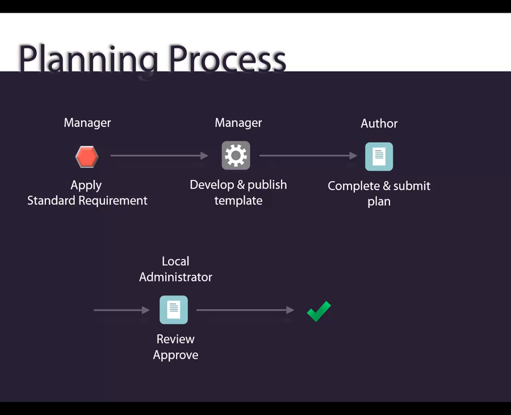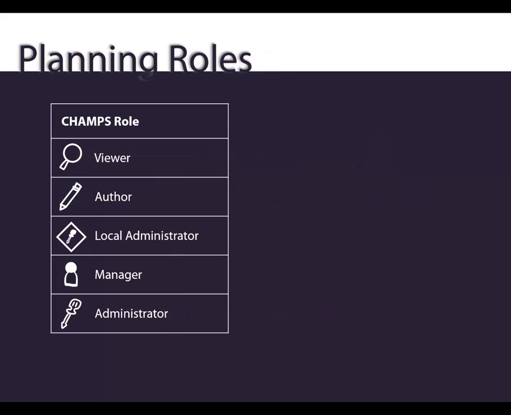At the local level, this person might be the chair of the local emergency planning committee or another key decision maker to sign off on the document before submittal to the state. Then the plan will be submitted for review by the CHAMPS manager at the state level that is assigned to your locality. To continue explaining this process, let's take a look at each step in a little more detail.